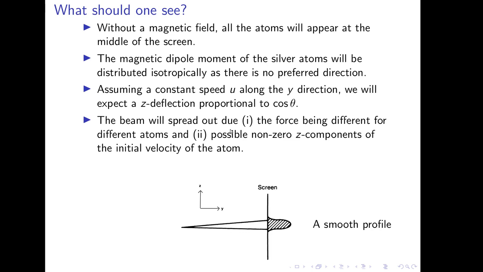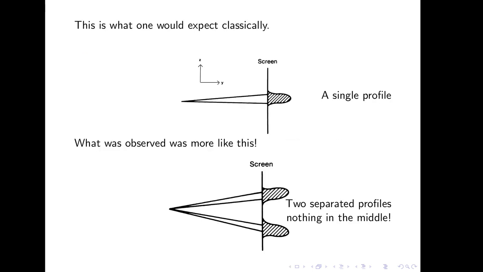Now the beam will spread out, the force being different for different atoms. That's the cosine theta. But there could also be other effects due to non-zero z components of the initial velocity of the atom, and we also neglected a few other things. So this is the simplistic picture. Here the horizontal is the y, and the vertical is the z direction. The beam comes and gets spread out, and you get some kind of profile. This is what we expect. Classically, because the force is proportional to cosine theta, it will give you some spread, even if all of them were in one beam. I'm just redrawing the figure here. So the same thing, this is what we expect. But what was observed was more like this.